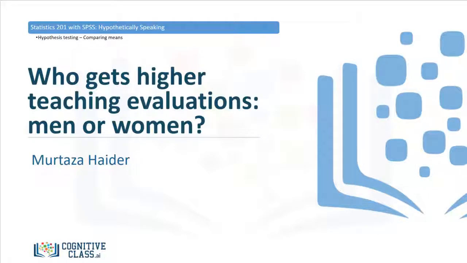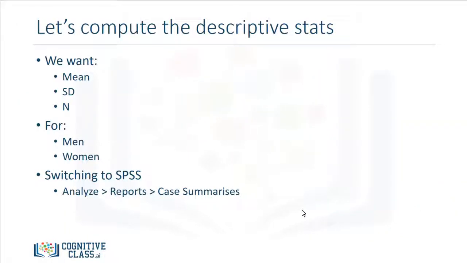In this video, we will use a t-test to determine if the average teaching evaluation score for men and women differ in a statistically significant way. For this to happen, we first need to compute some basic descriptive statistics. We like to have the mean, the standard deviation, and the number of observations, to be computed separately for men and for women.